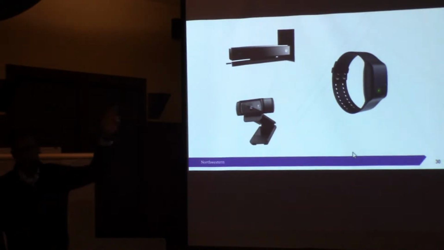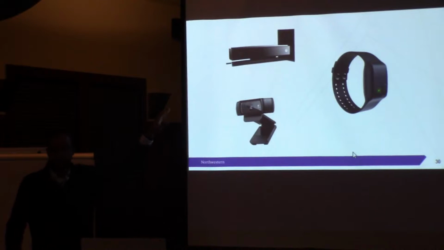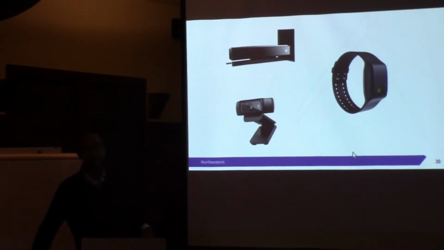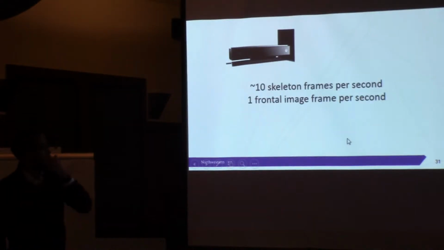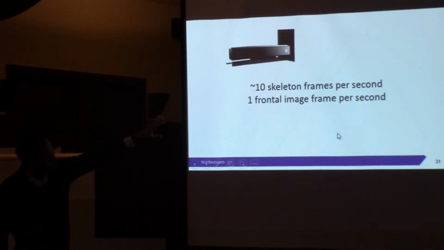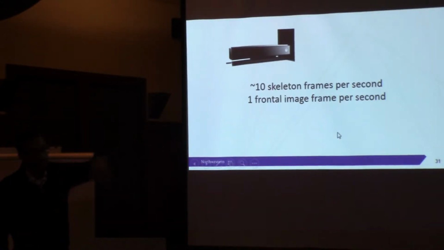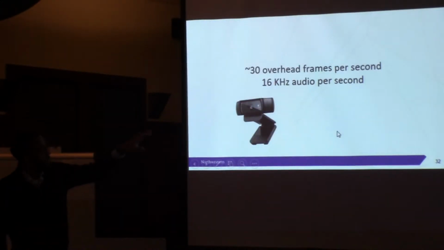If you want, I can point you to publications that talk more about the affordances of the Kinect in particular, but as a single device, it's actually a pretty good one, even though Microsoft has discontinued it and their researchers are even no longer using it, which creates something of a problem. So I have about 10 skeletal frames per second for that Kinect data, as well as frontal images that I end up utilizing. I have an overhead camera getting about 30 frames per second and 16 kilohertz audio.